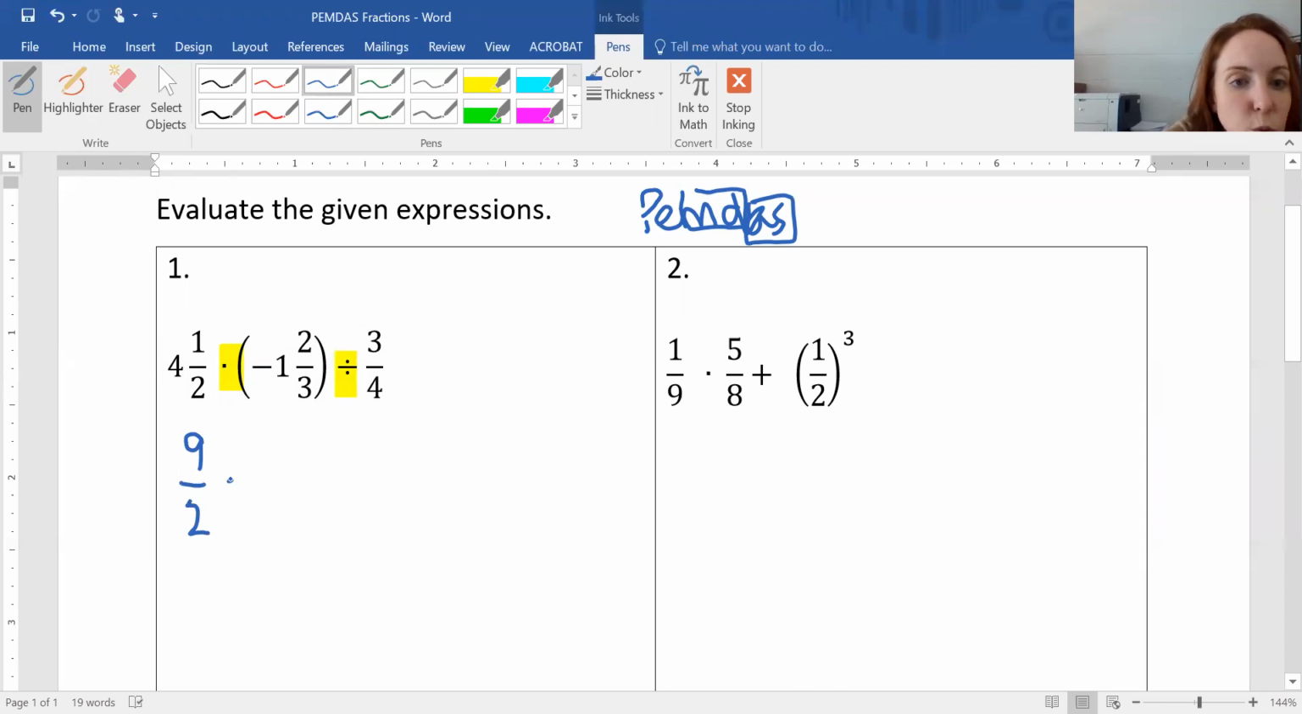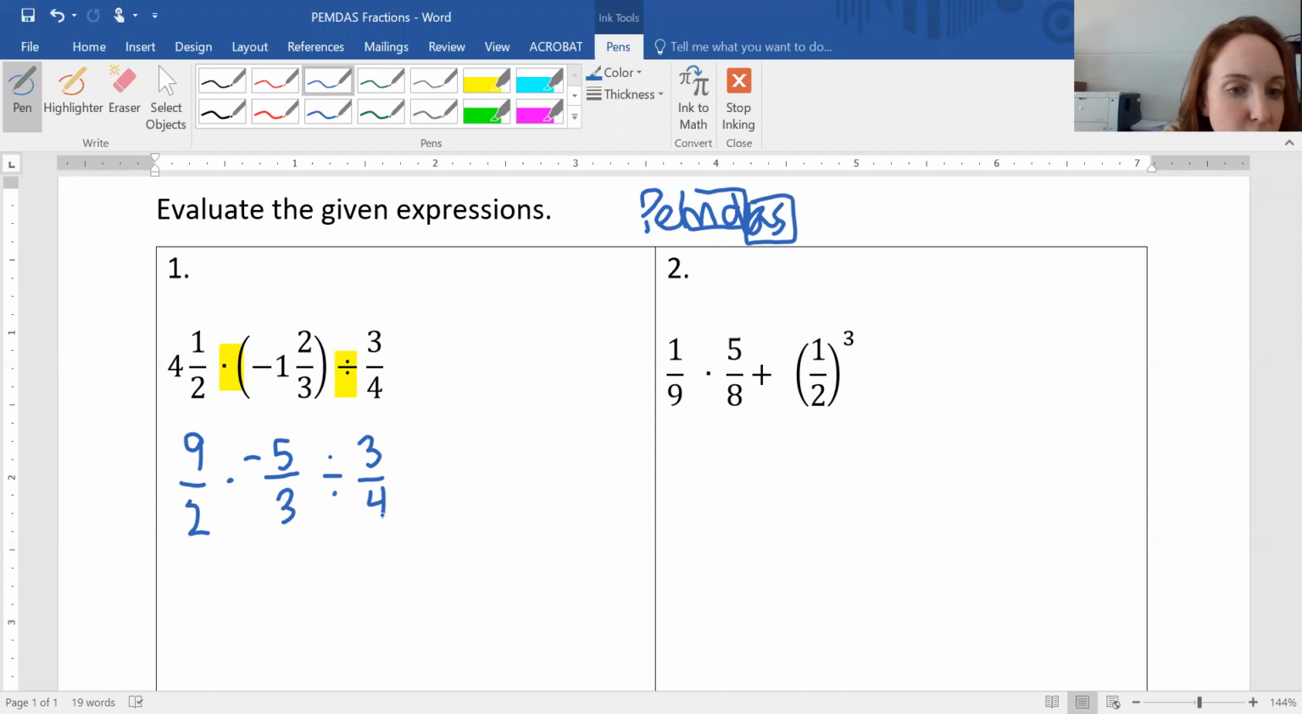1 times 3 is 3 plus 2 is 5 thirds. And since the mixed number is negative, the improper fraction will be negative. And then bring down your divided by 3/4. So I'm just going to deal with the first 2 fractions because those are the 2 that are multiplied together. So the 9/2 times -5/3.